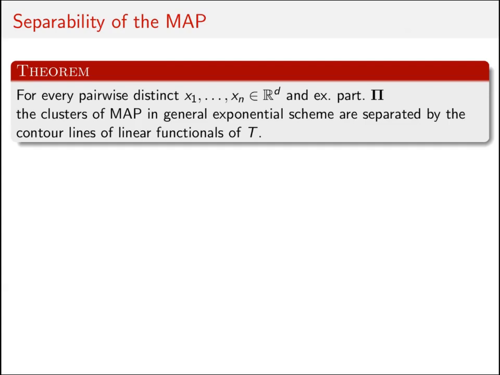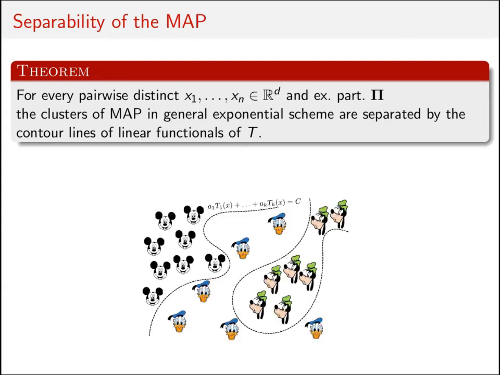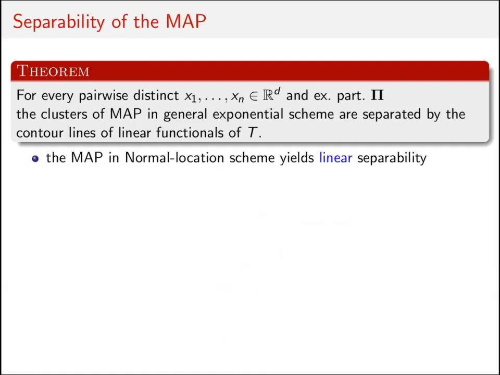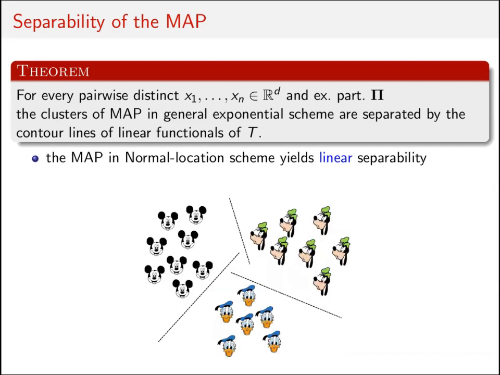Now the clusters are separated by the contour lines of linear functionals of T, which means that for every two clusters, I can find a line of this form, defined by this equation, that separates those two clusters. So indeed, for this first normal model where the covariance was the same for every cluster, this gave linear separability, because the sufficient statistic is linear.